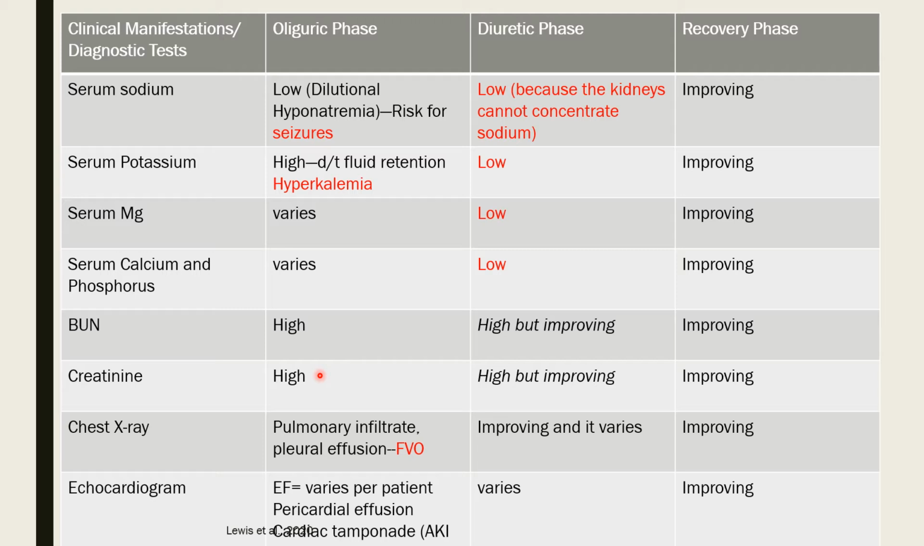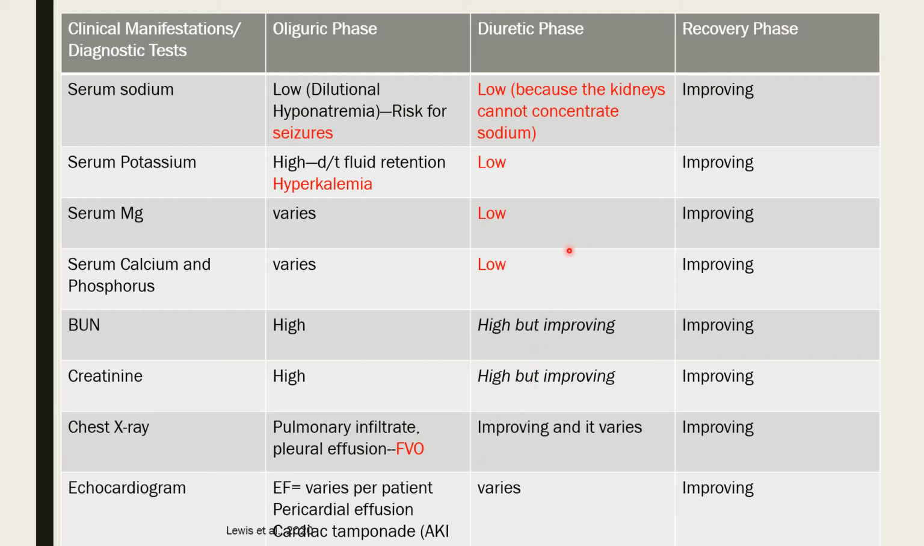Okay, now since your patient is accumulating a lot of fluids, when you check their chest x-ray result, there might be a pulmonary infiltrate or pleural effusion because of the fluid volume overload. Okay, now when echocardiogram is done, remember, it depends per patient, but if you see that the ejection fraction is on the low side, that's not a good sign. That means that the patient's heart function is dropping. Okay, but as I said, it varies per patient.